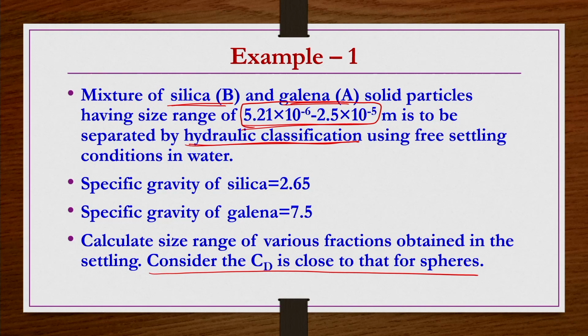So, we need to find out the size range, that means dPa divided by dPb, depending on which regime the particles are settling. First you have to find out which regime the particles are settling in, because if it is Newton's regime, then this ratio is different. If it is the Stokes regime, then it is different. So, we have to find that region first.